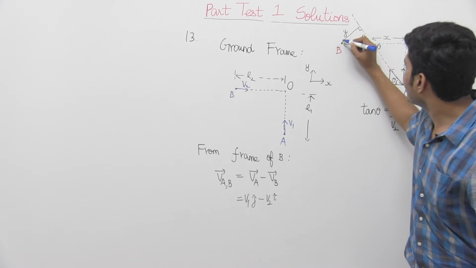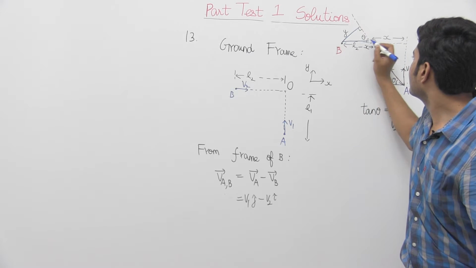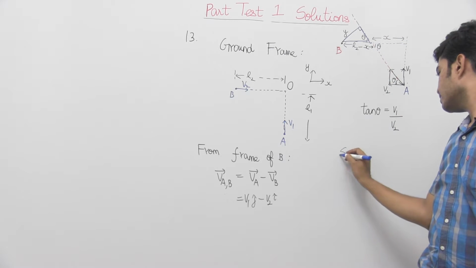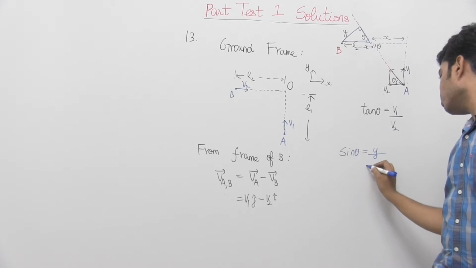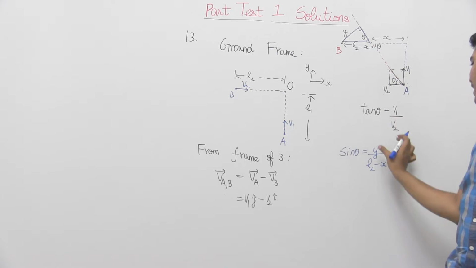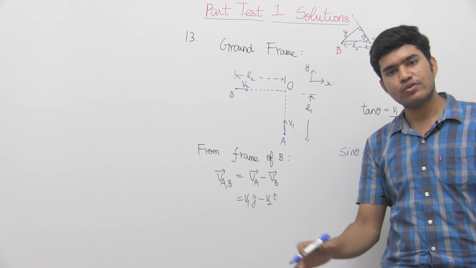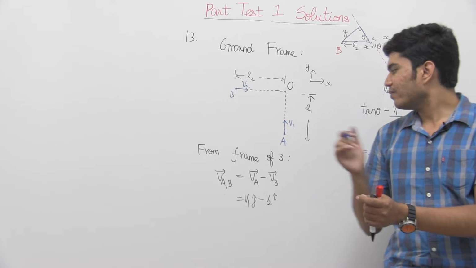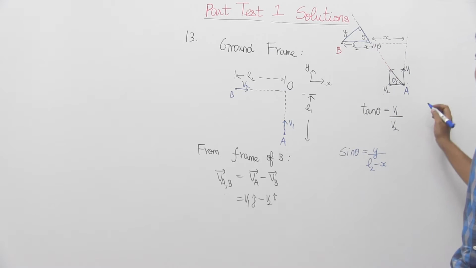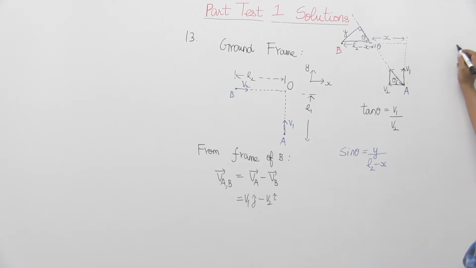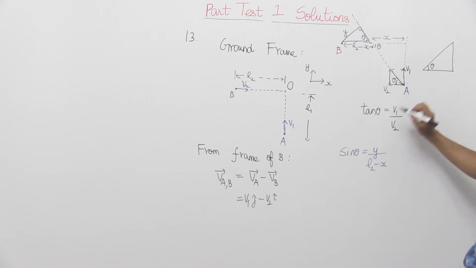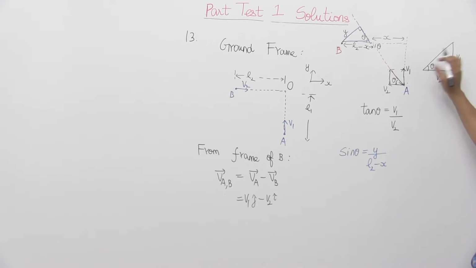If I talk about this right angle triangle, sine theta is y by L2 minus x. So if we know tan theta, what is sine theta? This also we know. If we know one trigonometric ratio, what will be the other ratios? So for that, in a right angle triangle where tan theta is V1 by V2, what will be this side? This side will be under root of V1 square plus V2 square.